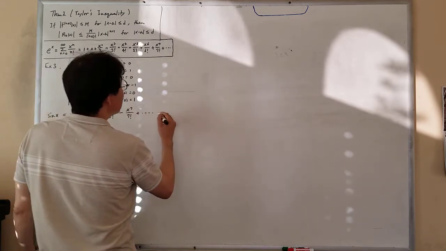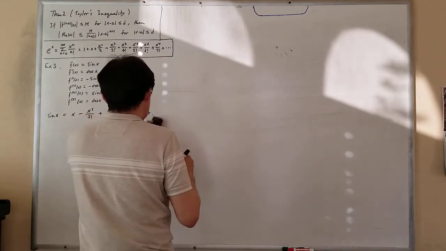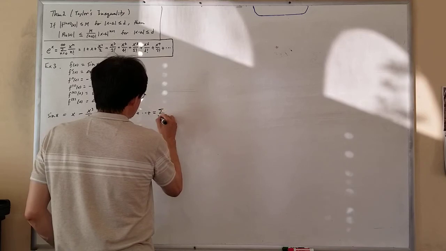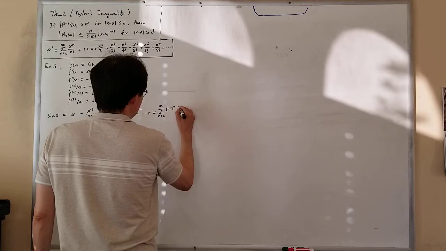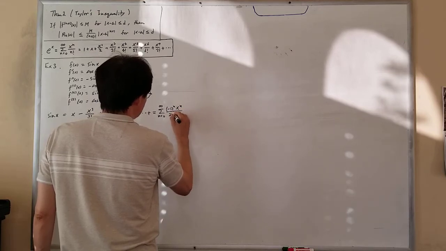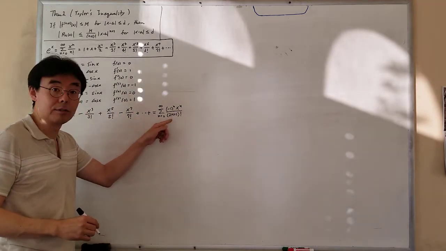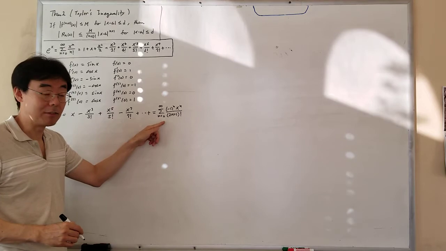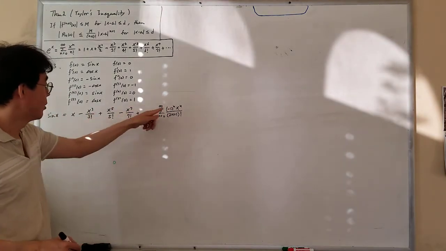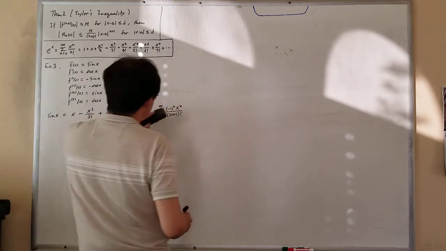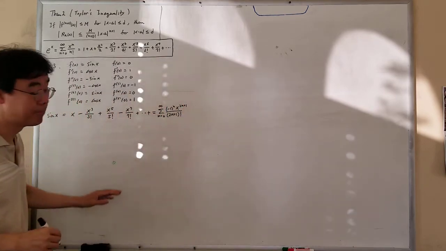So this can be written as the sum of minus 1 to the n, x to the 2n plus 1, over 2n plus 1 factorial. 2n plus 1 runs through 1, 3, 5, so all positive odd integers. When n equals 0, positive, and after that, negative. Alternating sign. So you can write it this way.